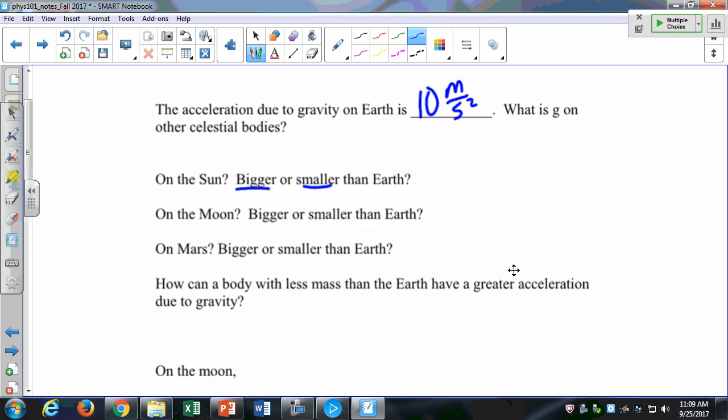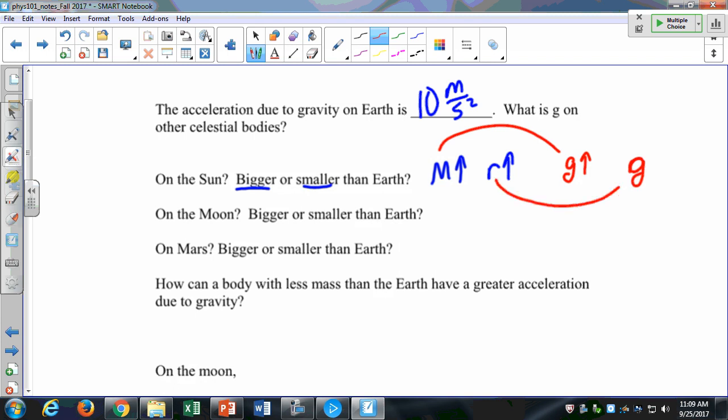But actually, on the Sun, you have a couple of things going on. The mass goes up, but then also the radius goes up as well. As the mass goes up, that causes the acceleration due to gravity to go up. But as the radius goes up, that causes the acceleration due to gravity to go down. But the net effect is that the acceleration due to gravity is bigger.